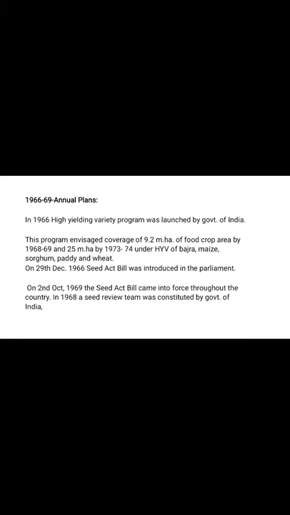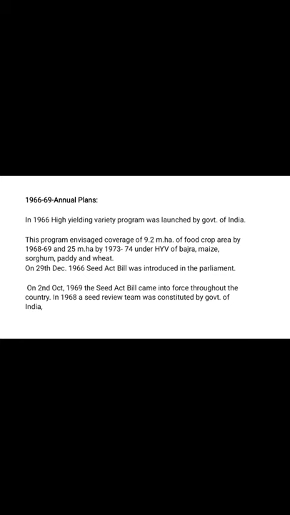Now the Third Plan holiday, from 1966 to 1969, annual plans. In 1966, the High Yielding Varieties Program was launched by the Government of India. This program envisages coverage of 9.2 million hectares of food crop area by 1968-69 and 25 million hectares by 1973-74 under high yielding varieties of bajra, maize, sorghum, paddy and wheat.